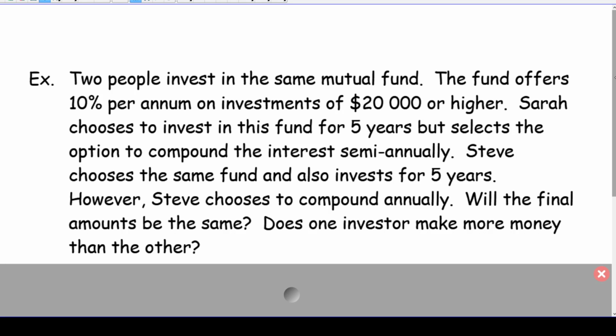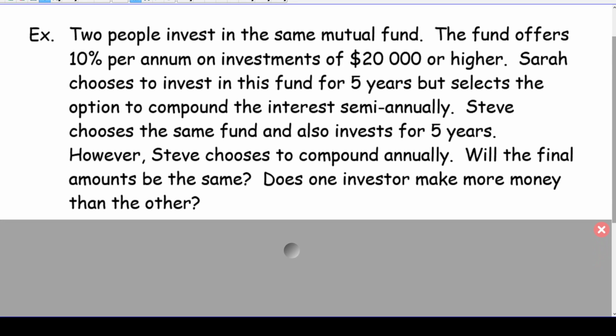So 2 people invest in the same mutual fund. The fund offers 10% per annum on investments of $20,000 or higher. We're going to assume that these 2 people invest the full $20,000. Sarah chooses to invest in this fund for 5 years, but selects the option to compound the interest semi-annually. Steve chooses the same fund and also invests for 5 years, but chooses to compound annually. Will the final amounts be the same?